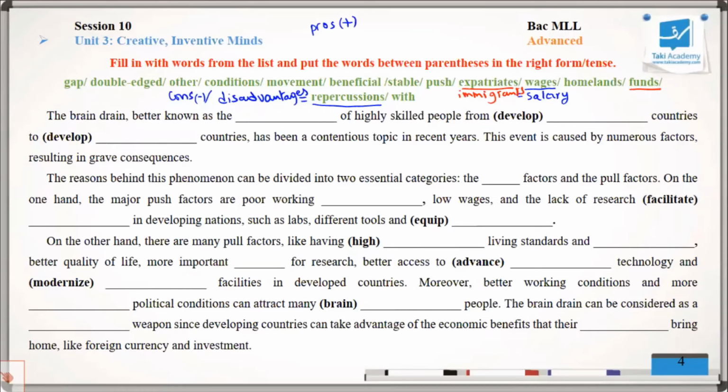Double-edged. So if something is double-edged, think about a knife. A knife normally has one sharp edge, okay? But double-edged means it's sharp from here and also from here. So both sides, and we use it to talk about something that has both positive impacts and negative impacts, and we will see how we use it in a sentence.